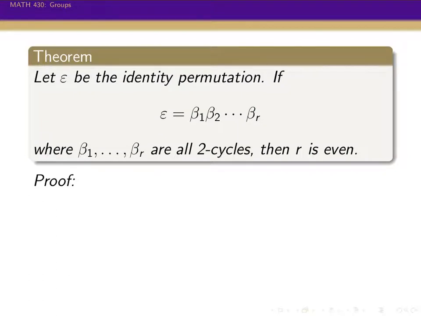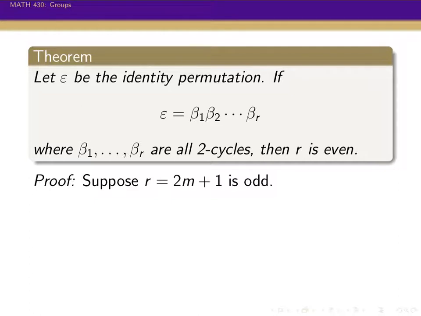Okay, so now using that lemma, we can prove that any representation of epsilon as a product of 2 cycles is going to use an even number of 2 cycles. And so the proof is, let's do this also by contradiction. Let's suppose that the number of 2 cycles used is odd.